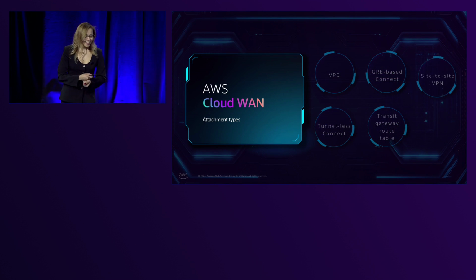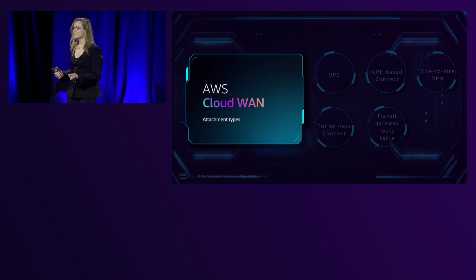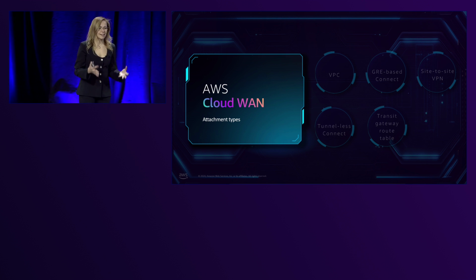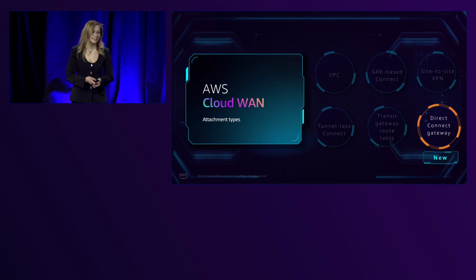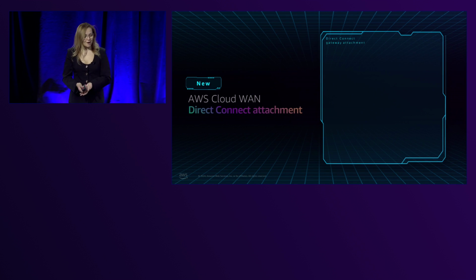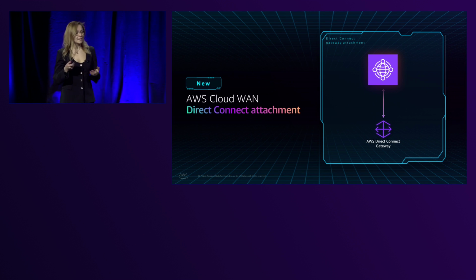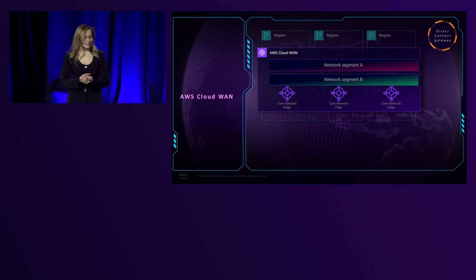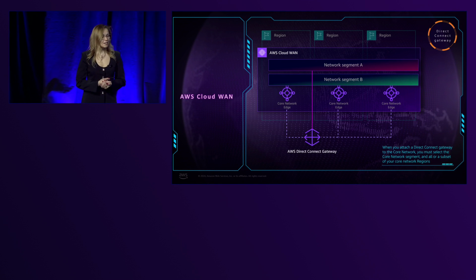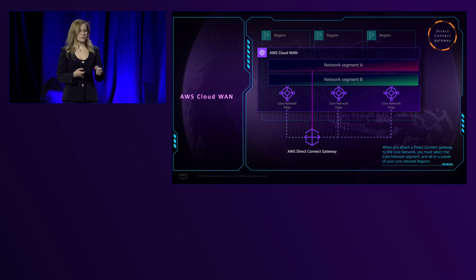Now, a very big ask from our customers has been support for native Direct Connect connectivity on Cloud WAN. And we have launched that with the Direct Connect Gateway attachments. So now you can directly attach a Direct Connect Gateway to your Cloud WAN core network segments. And when you attach the Direct Connect Gateway, you do need to specify which regions you are attaching that Direct Connect Gateway to. Remember that the Direct Connect Gateway is a global construct, right?